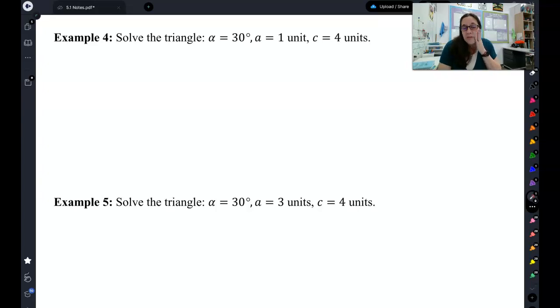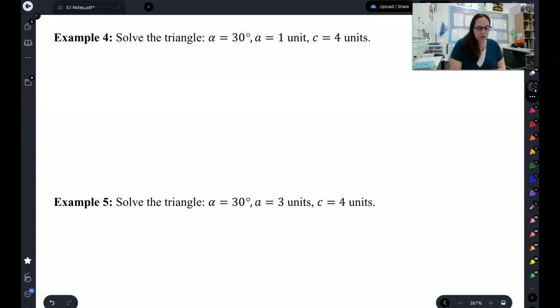Now, side-side angle triangles are going to be a little bit harder to draw accurately, but still try your best. So we're starting here with an angle alpha that is about 30 degrees. So I'd say it's pretty close to 30 degrees. I have the A side, which should be across from it, is 1 unit. And one other side is going to be 4 units.